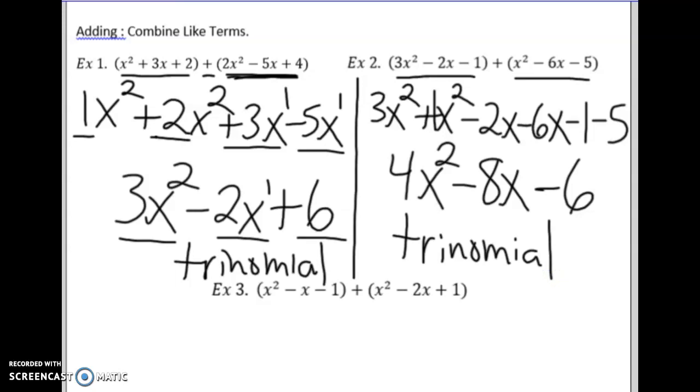Okay? I'm going to ask that you do question number 3. Now be careful here, because you're going to have a situation where negative 1 and positive 1 are going to cancel each other out. And I'm curious to see how you handle that. So please go ahead and answer the question after you have simplified or added those polynomials.